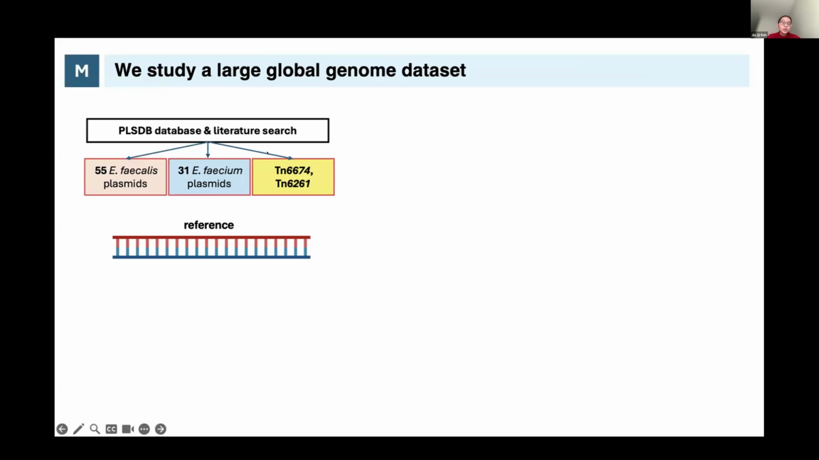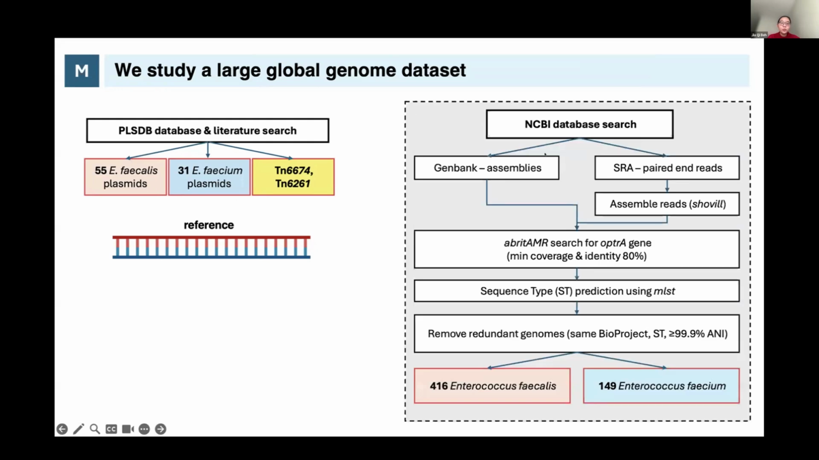Once I have these plasmid and transposon sequences, I then use them as references to map against a global set of enterococcal genomes which I downloaded from NCBI. Briefly, I included both assemblies from GenBank as well as paired-end reads from SRA, and then ran Abricate, which uses AMRFinderPlus to look for the optrA gene from the assemblies. I also ran MLST to predict the sequence type of these isolates, and finally removed any redundant genomes before reaching a final genome dataset of about 560 genomes for both species.